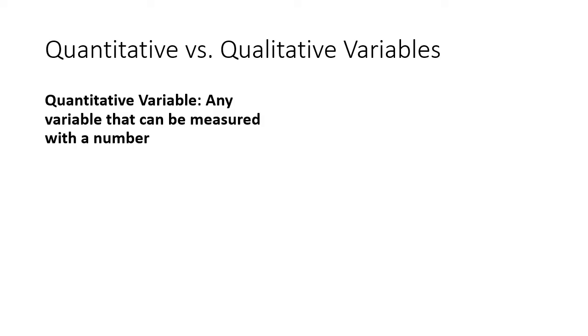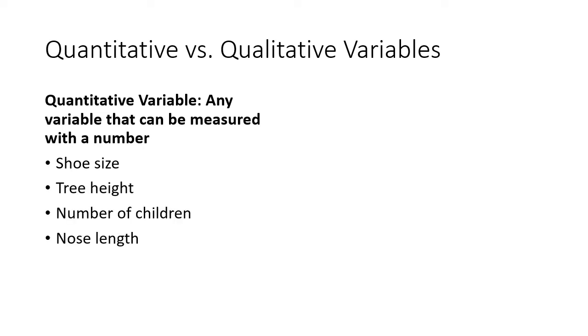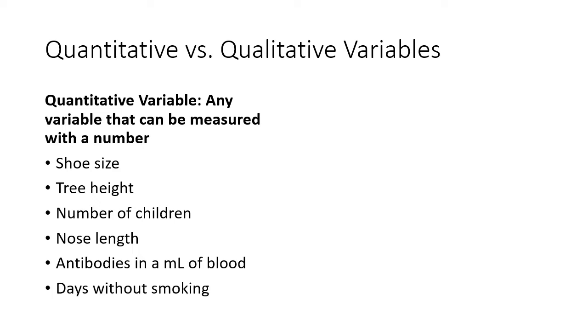And then we talked about quantitative versus qualitative variables. And quantitative are variables that can be measured with a number, like shoe size, tree height, number of children, nose length, antibodies in a milliliter of blood, days without smoking. All of these would have answers that are numbers, or values that are numbers.